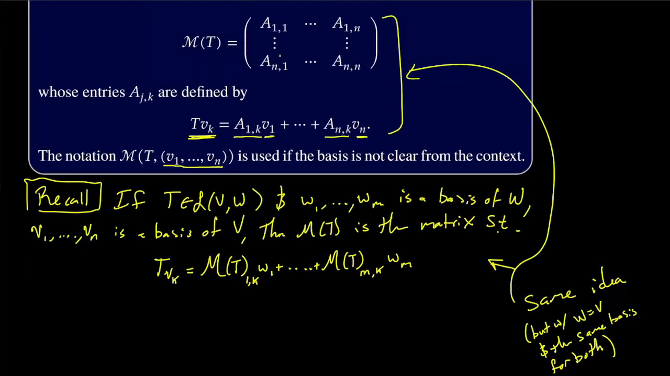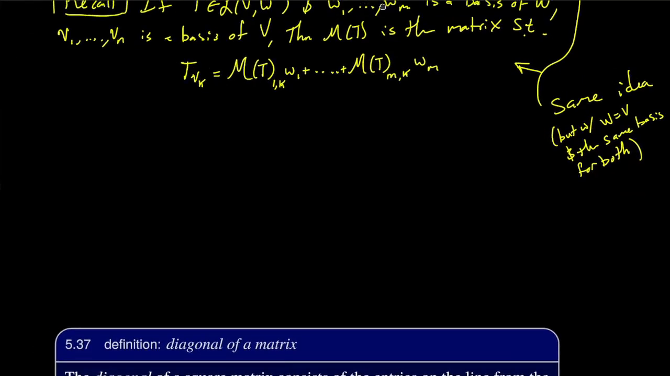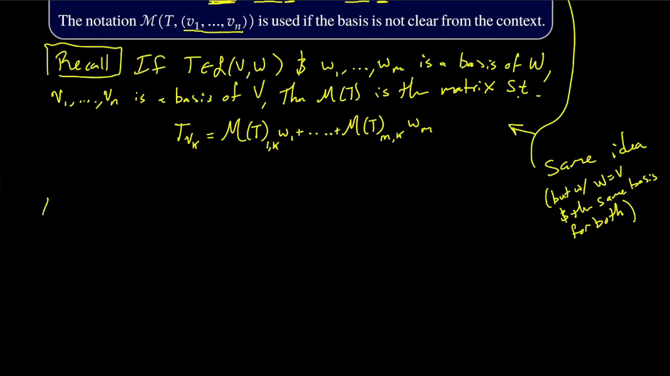All right, the entries in the kth column tell you how to write the image of the kth basis vector under T as a linear combination of the basis V1 through Vn, which is the exact same as what's going on here with W1 through Wm. Just here, since W is equal to V, we can take W1 through Wm to be V1 through Vn, and m is in fact equal to n in that case. All right, cool. So here, quick example just to jog your memory.